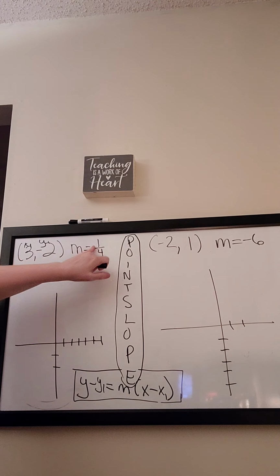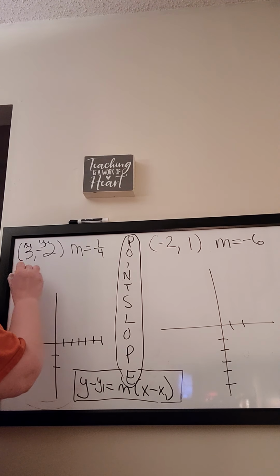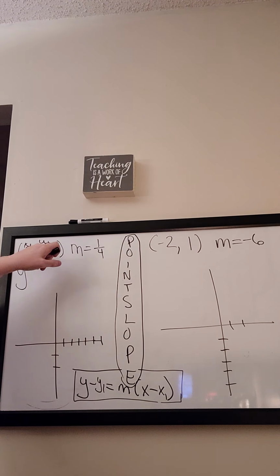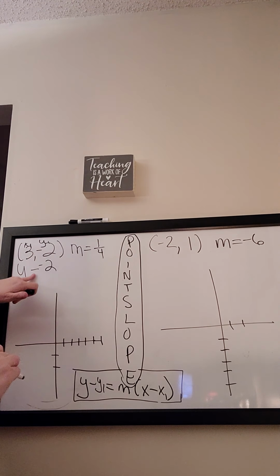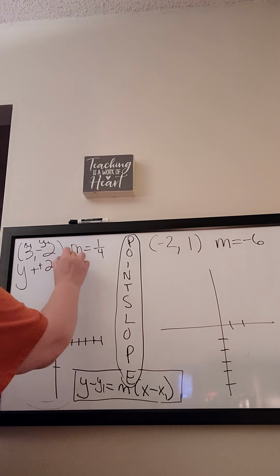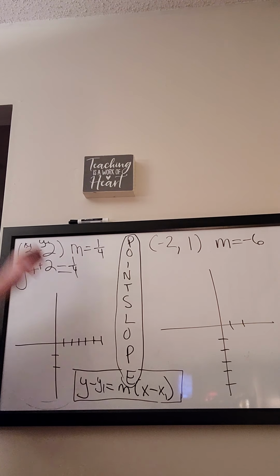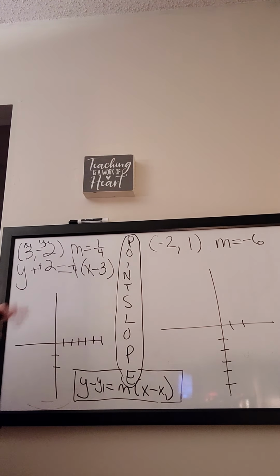So if this is our slope, we're going to write this as it is. So y minus y1. Since it's a negative, it would be y minus negative 2, which we're going to end up changing to plus, and then equals, m is 1/4, and x minus x1, x minus 3. That's it. We're done. That's point slope.